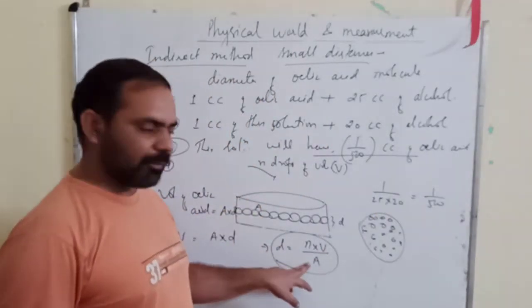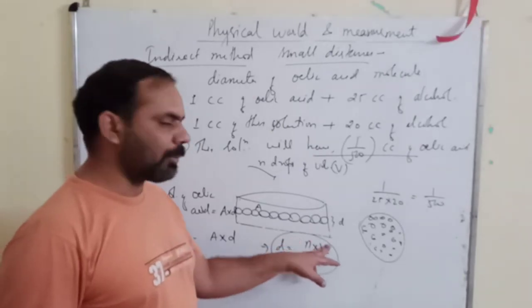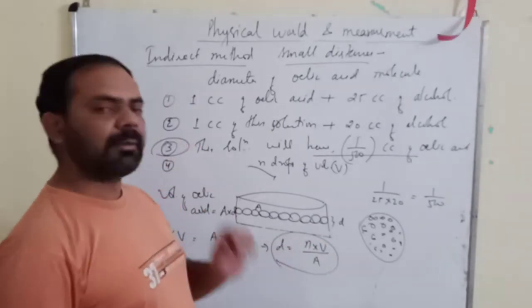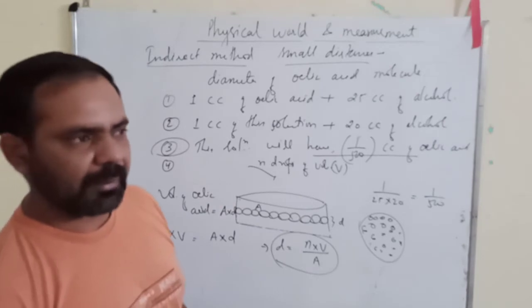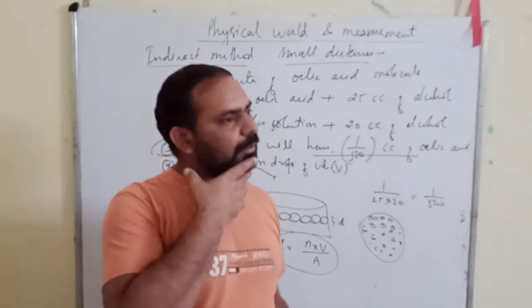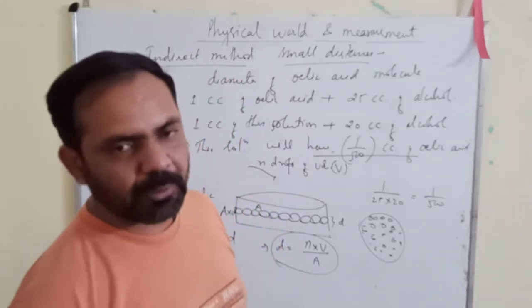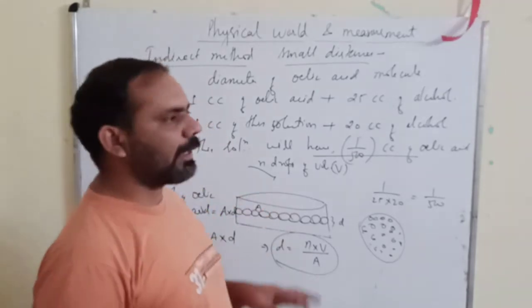So this area you can find out, number of drops, volume of each drop. This way you can find out the diameter of the oleic acid, and just halve it, you will get the radius of the oleic acid molecule. So this is the indirect method.